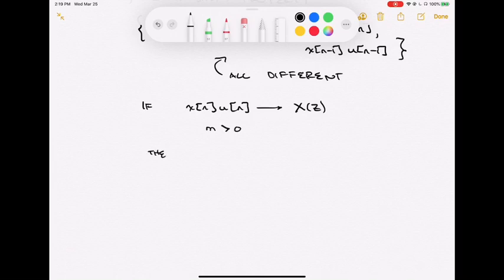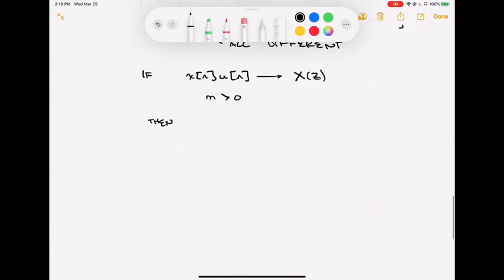Then we can do something like this: if I take x of n minus m u of n minus m, because m is greater than 0, this is just a right shift by m units, and I take the z transform of that, we're going to find out that that shift manifests itself as a z to the minus m term multiplying my original transform X of z. So some things to think about here, right? We had a signal x of n u of n.